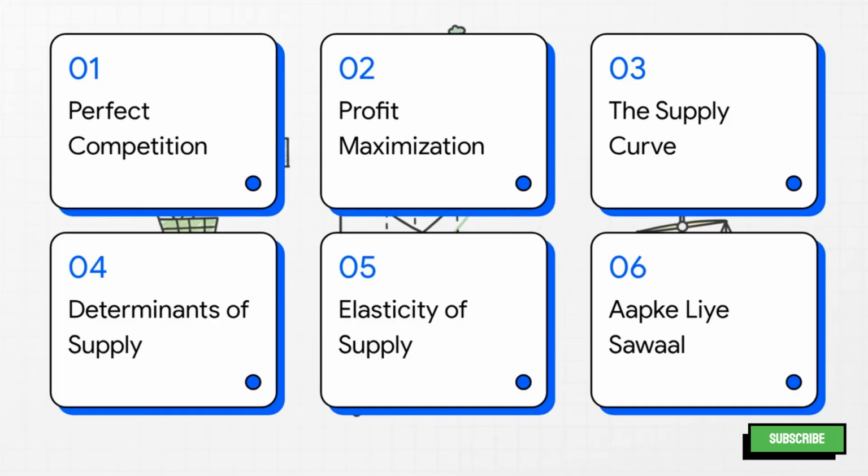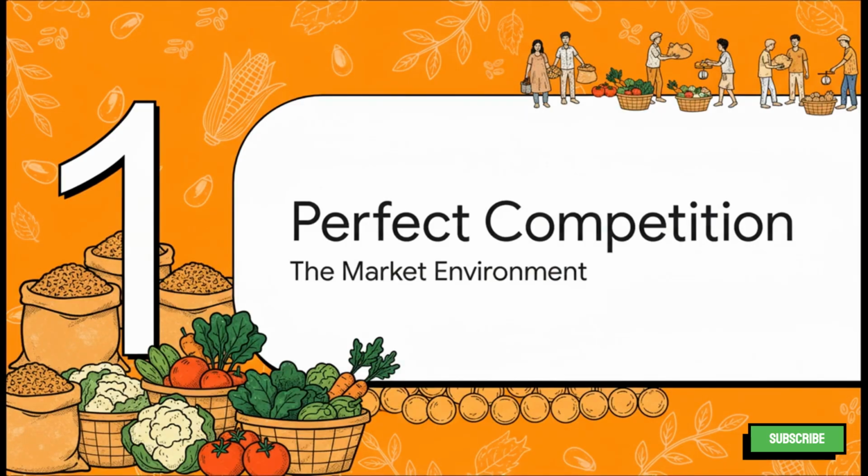So what's on the agenda today? First up, we'll talk about what perfect competition actually means. Then, we'll get to the heart of it, the golden rule for maximizing profit. After that, you'll see how this rule helps us draw out a firm's supply curve. We'll also look at what makes that supply curve shift, and finally, we'll learn how to measure its elasticity. And of course, we'll end with a few questions for you. Ready? Let's jump in.